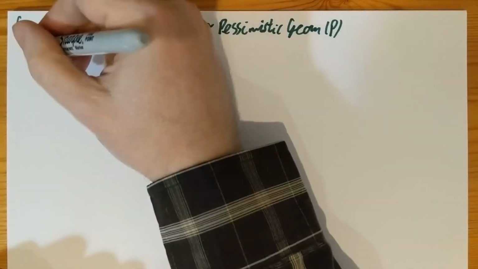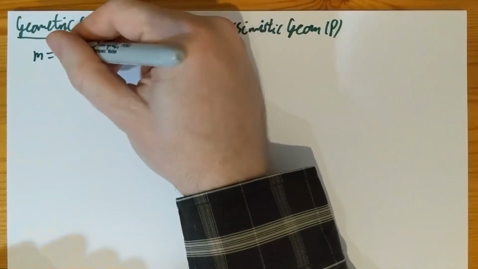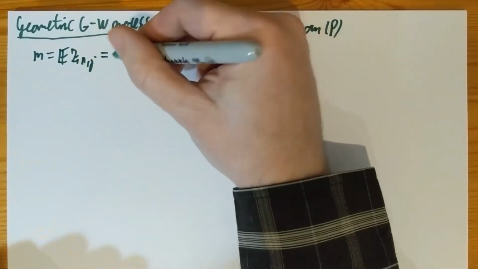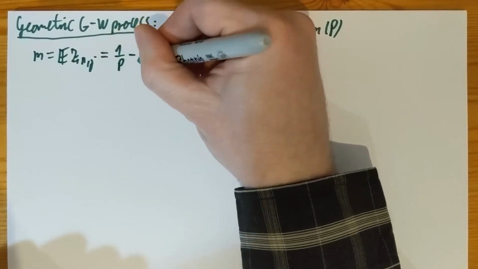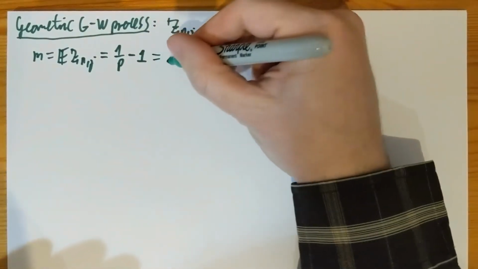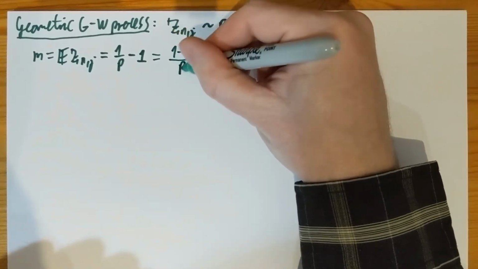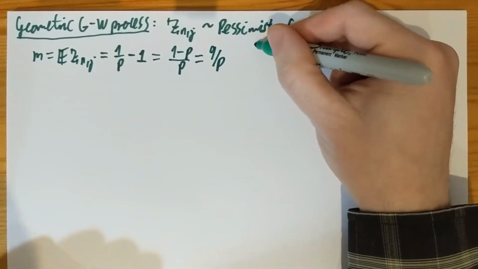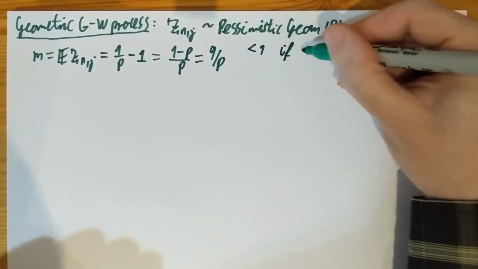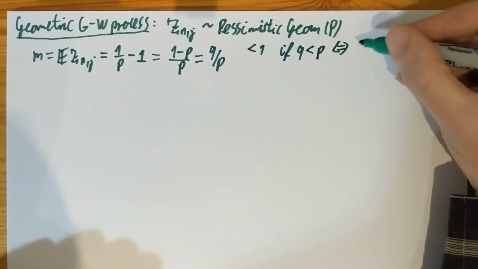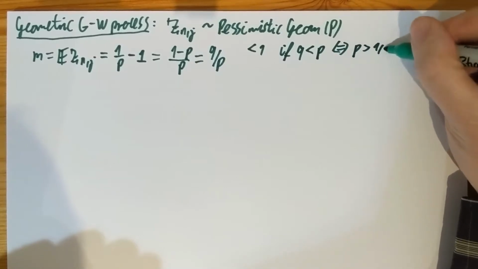Okay? The expectation of the pessimistic geometric, the expectation of the offspring distribution, is... I always remember the optimistic geometric, but then the pessimistic is one less. So the optimistic is the reciprocal of the success probability. This is one less. So it's going to be 1 minus p over p, or q over p, which is actually less than 1 if q is smaller than p, which is equivalent to p being bigger than 1/2.